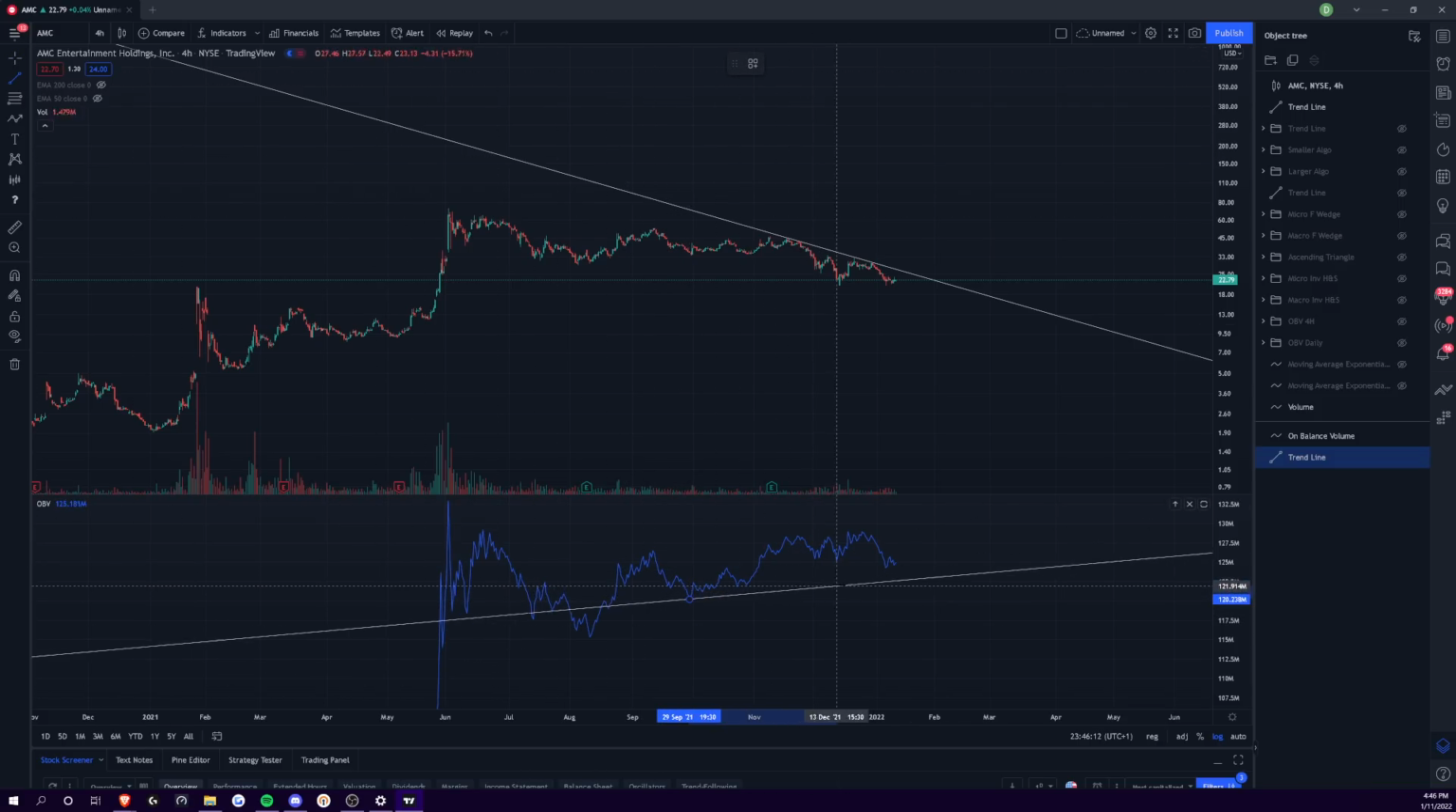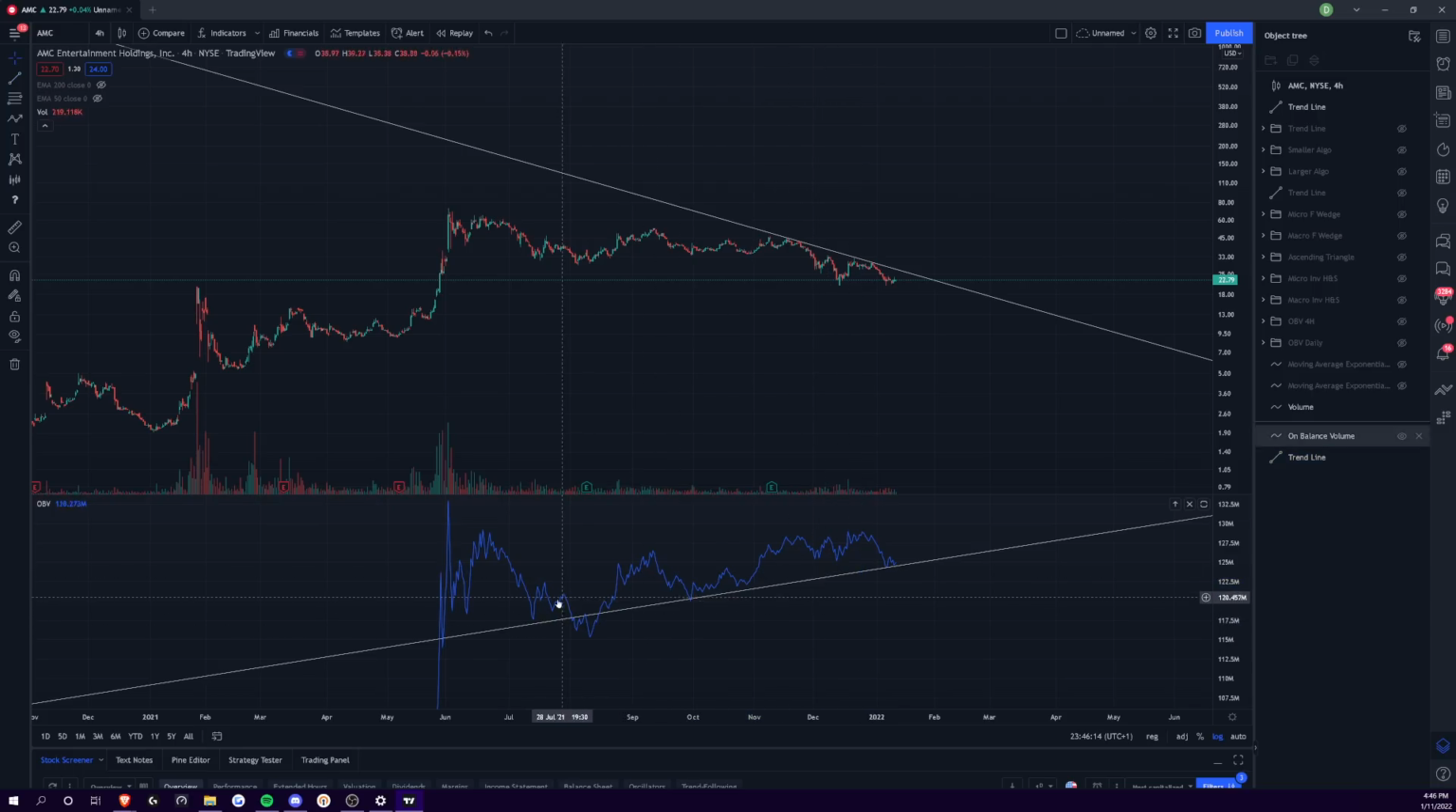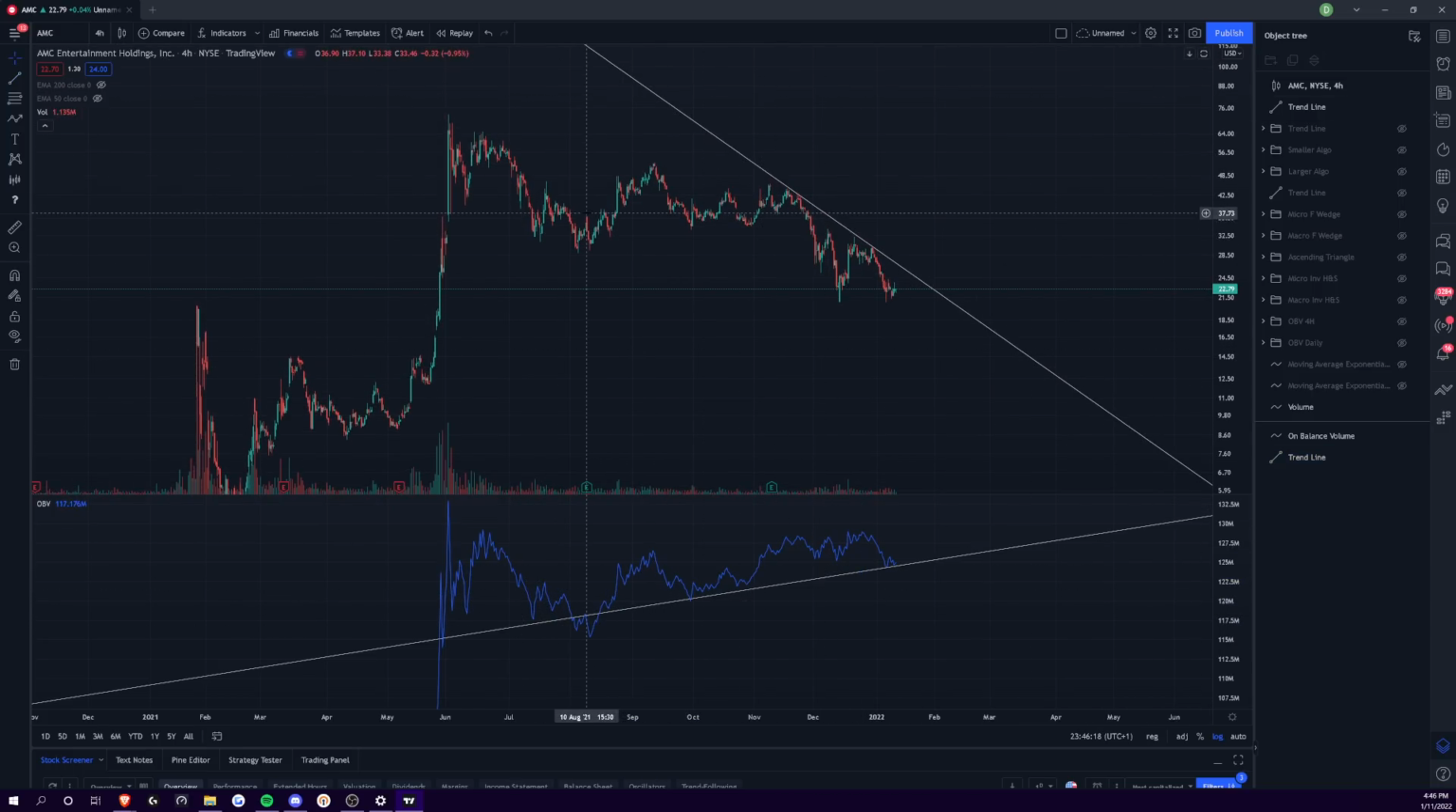But anyway, you have this uptrend with OBV, right? As price is generally in a downtrend, you can see that you're making lower lows. This is the 4-hour chart, by the way. You can see that you're making lower lows, but the OBV is making higher lows.